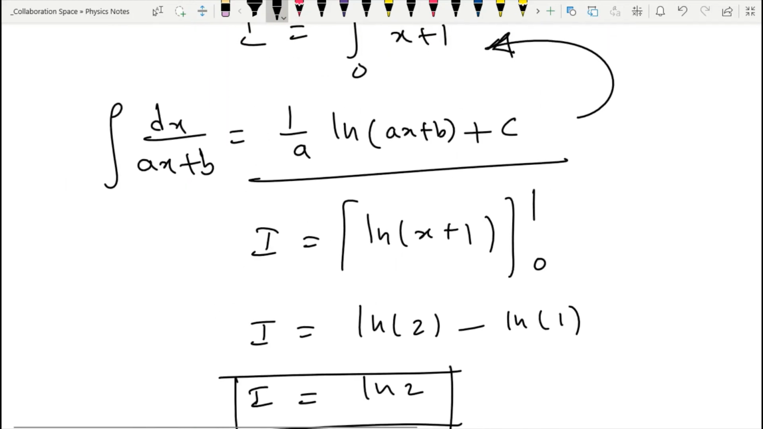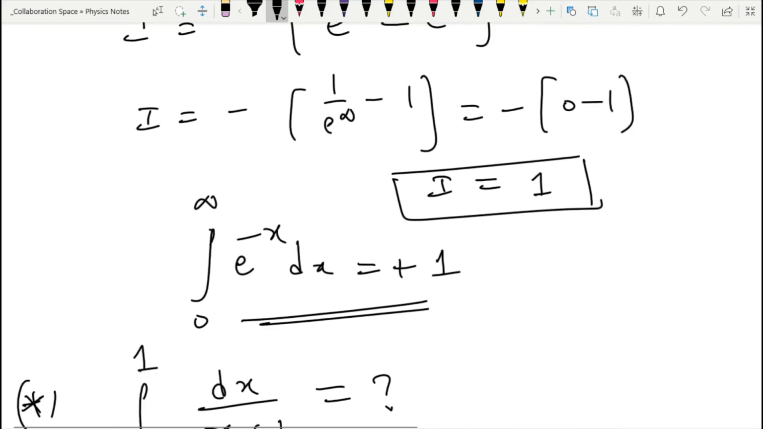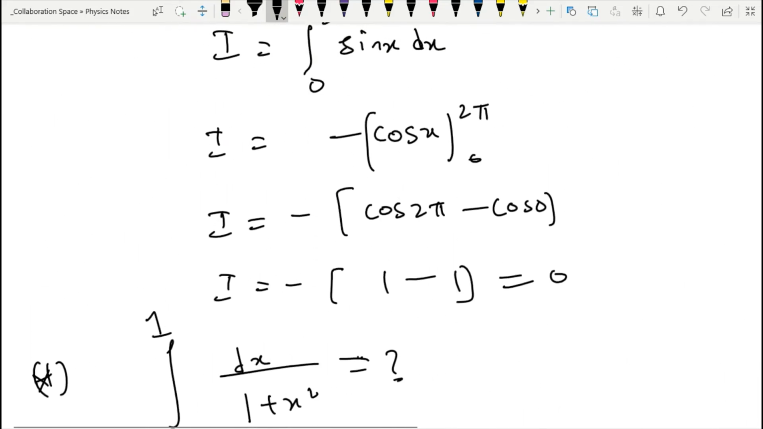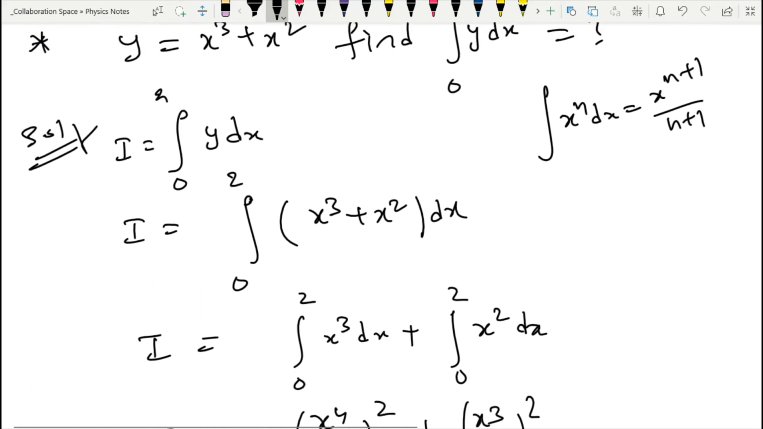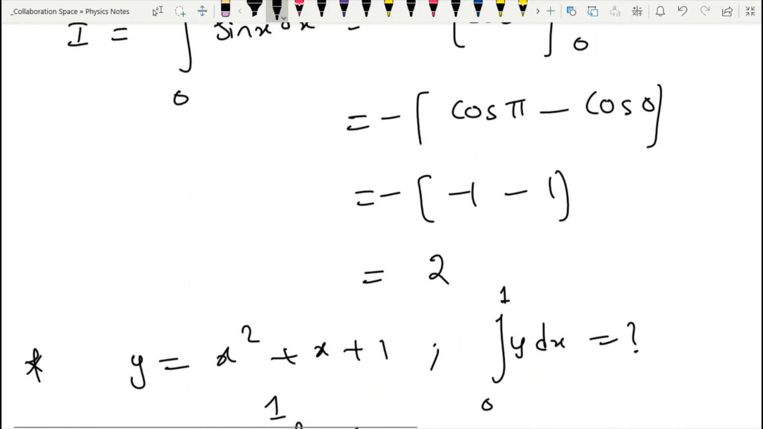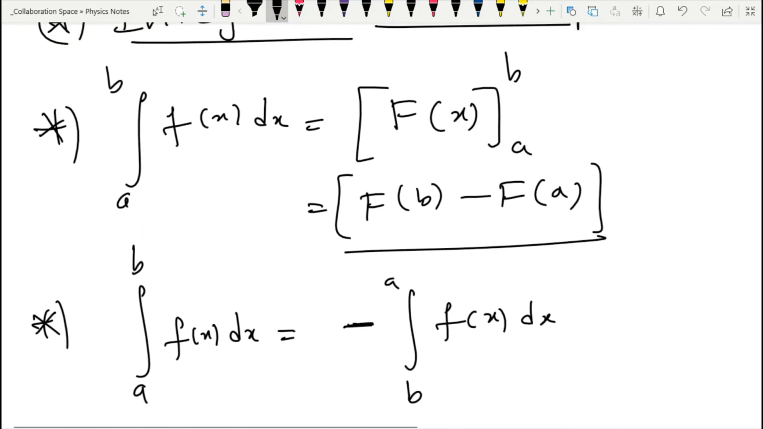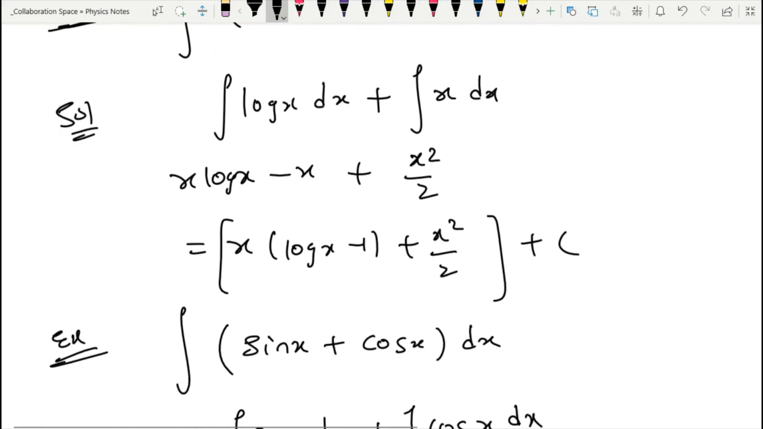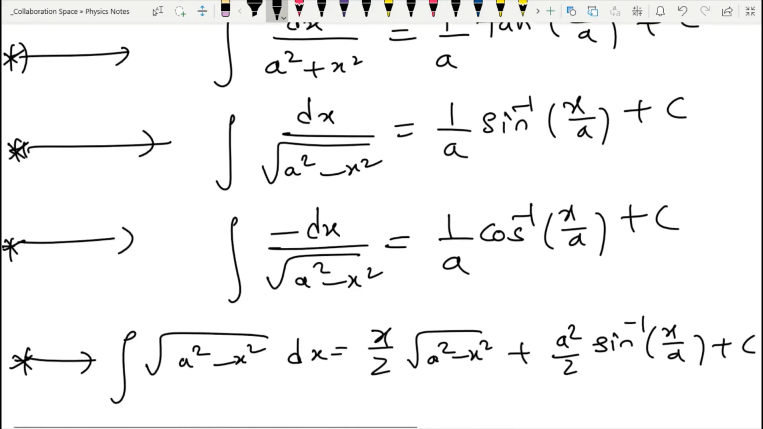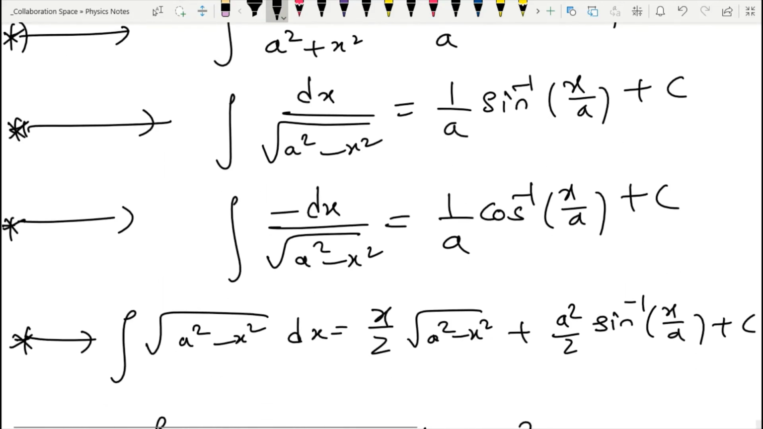So first of all, get a grip on all these topics and all the formulas. The formulas of integration that I have told you until now are very important in physics. We use them frequently in problems. The last formula, we use in calculating the area of an ellipse: x by 2 square root of a square minus x square plus a square by 2 into sin inverse x by a plus c. This is the formula.